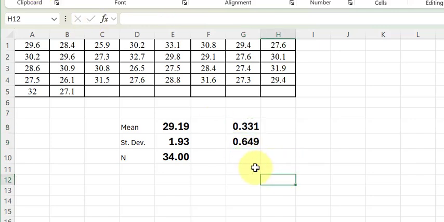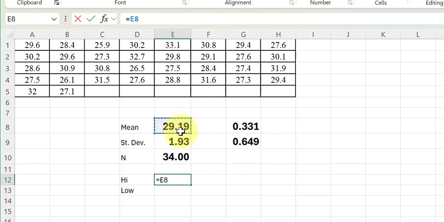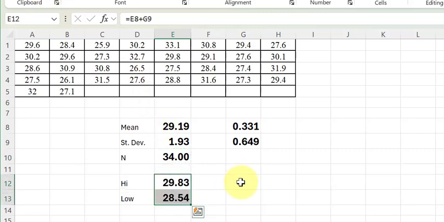So we're going to add the mean, so the high value, and the low value of our confidence interval is simply going to be, I'm going to go back up to the function bar, hit equals. It's going to be the mean plus this number. That's our margin of error. And again, we're going to do the same thing. We're going to go equal sign, and we want the mean. This time we're going to minus the margin of error, enter. So those are our highs and lows for our 95% confidence interval.